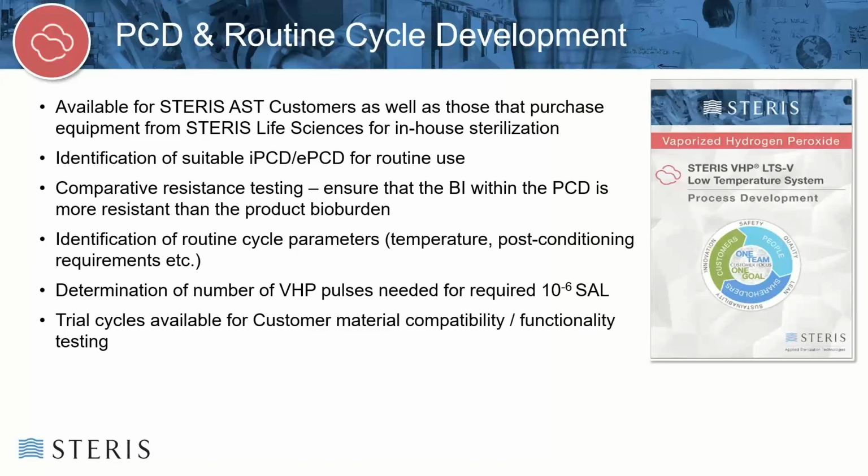Finally, then we can also offer trial cycles. So if you are interested in VHP, but you want to make sure that it has no negative impact on your product, we can run a trial cycle with some sample materials or sample products at whatever process parameters you choose. So any set temperature or number of VHP pulses. And then at the end of the cycle, we'll send those samples back to you, and you can do any material compatibility or functionality testing and ensure that everything still works as it should.